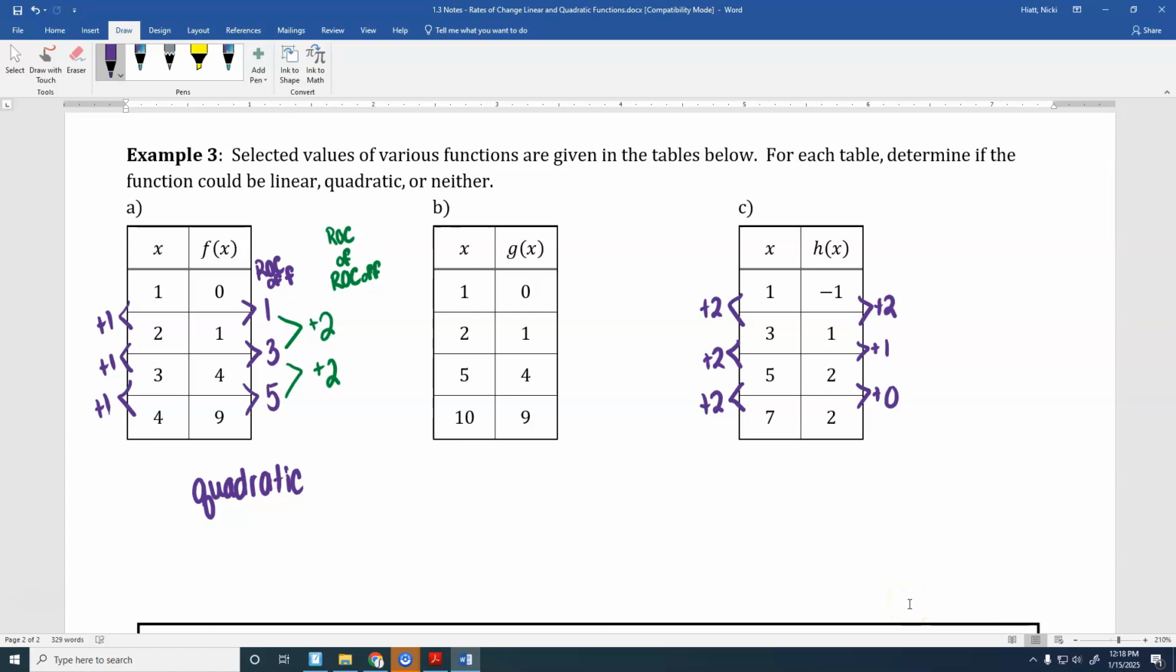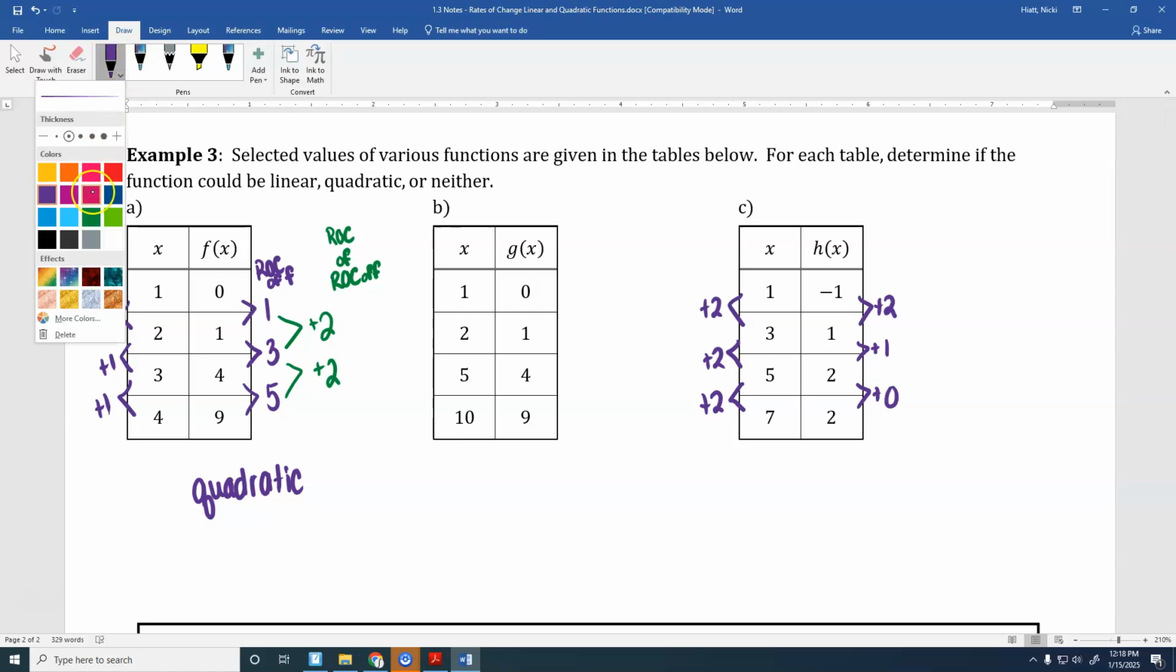Is this linear? It's not linear. Those numbers are linear. 2, 1, 0 is linear. But if my function h of x is linear, then I will get the exact same number here. I'd have 2, 2, 2. They'll all be the same number here. But they are not. So it's not linear. H of x is not linear.